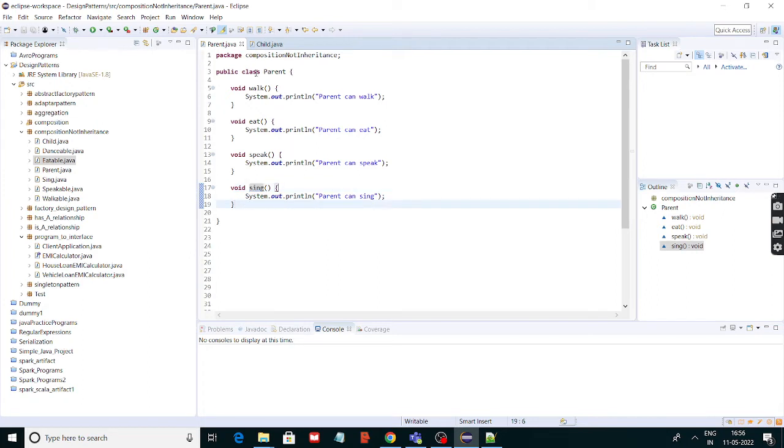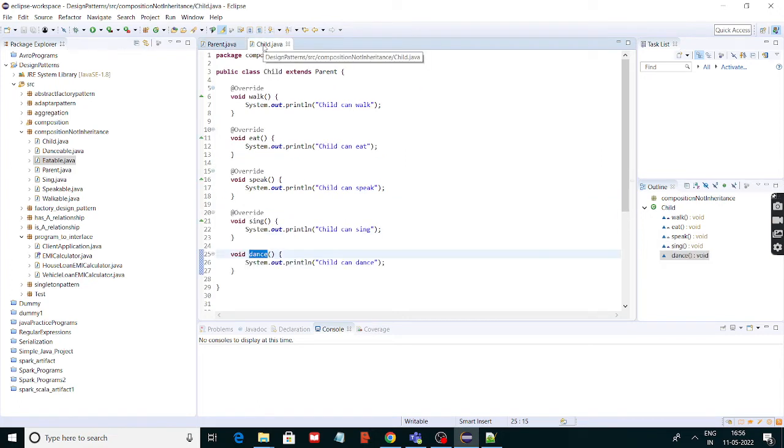So in one way, as per the inheritance principle, it's acceptable. But if you consider the terminology and application of an is-a relationship, it is not correct, because the child has adopted the dancing skill, and the parent is not going to adopt that particular skill. So it is not exactly an is-a relationship.